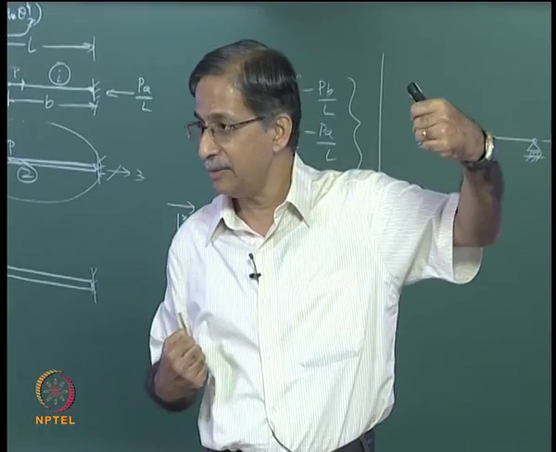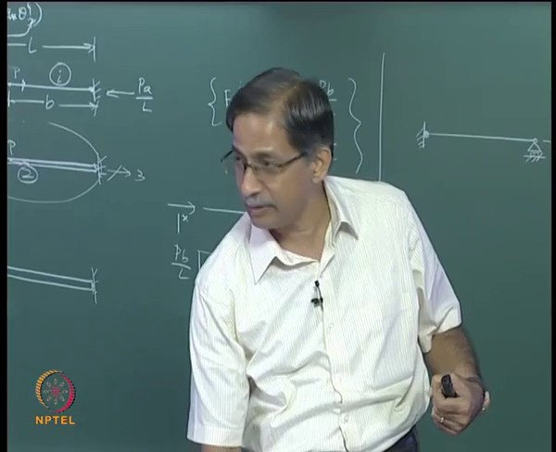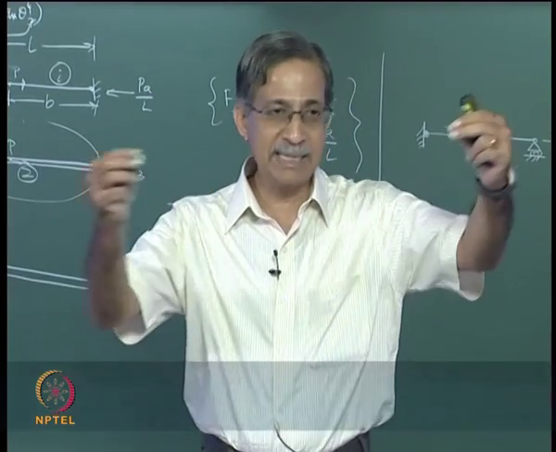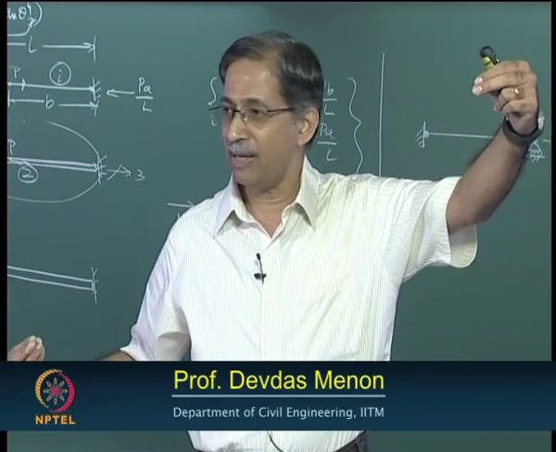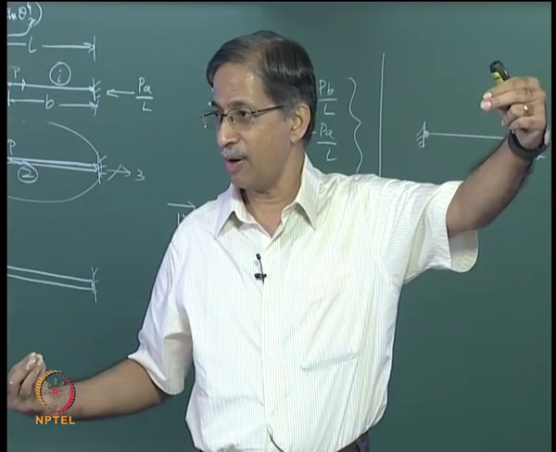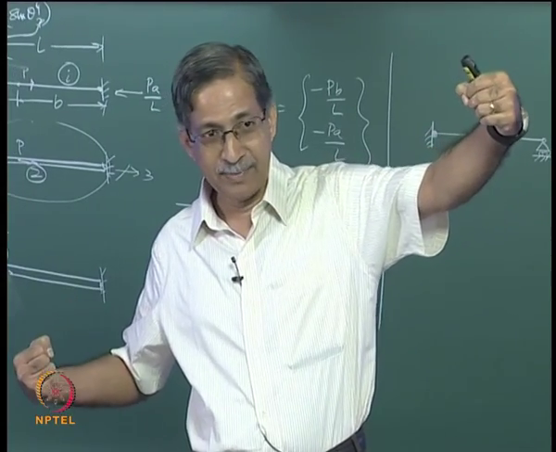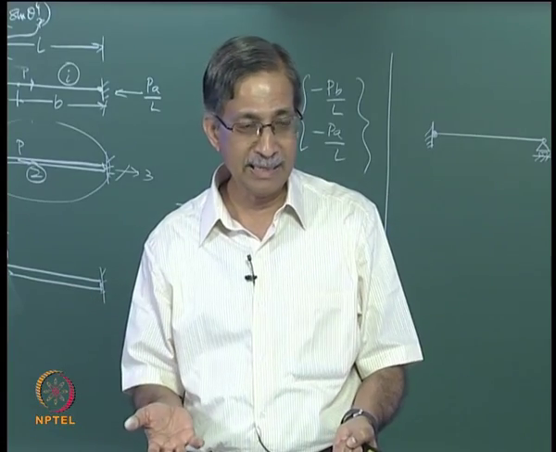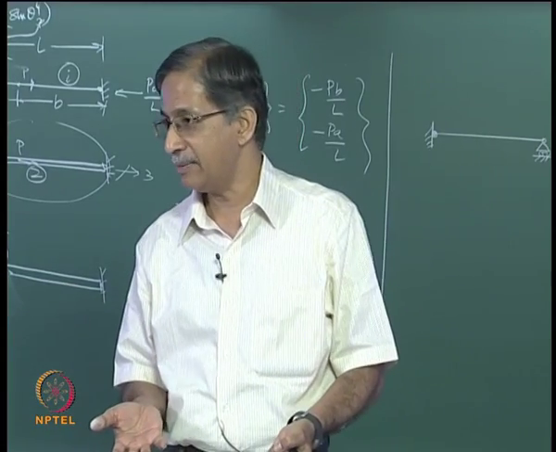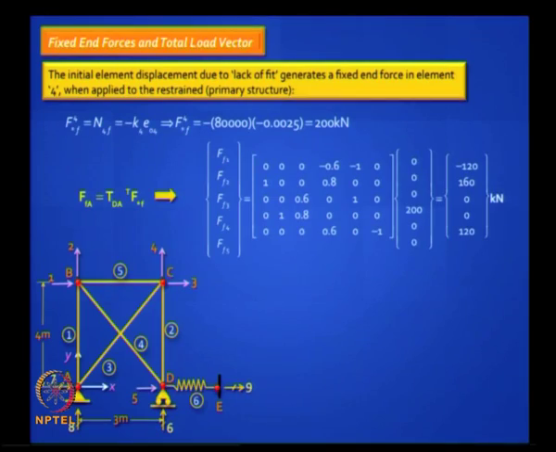Does it make sense? Physically, does it make sense why you get a positive quantity 200 kilonewton? The element came too short. In your primary structure, the ends are locked in the original configuration. So you got to stretch this element to lock it there. So you will get a tension which is nothing but axial stiffness into that initial shortness in length. Got it? So you will get this F star F.